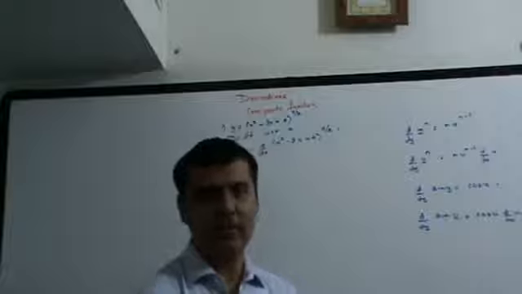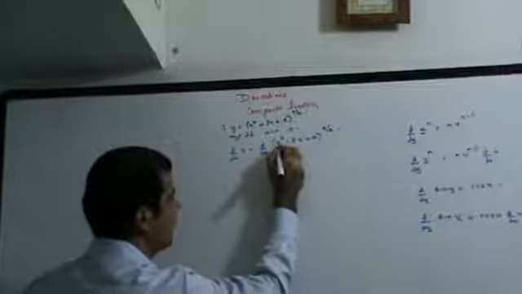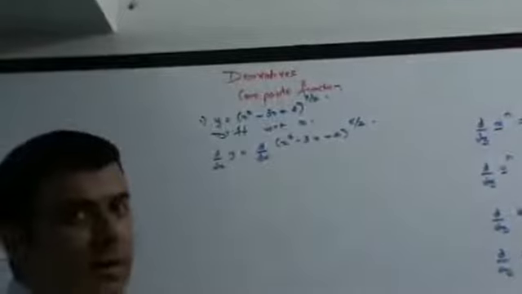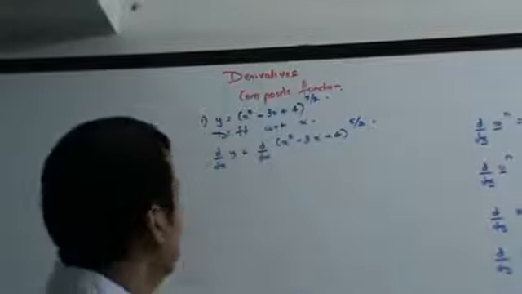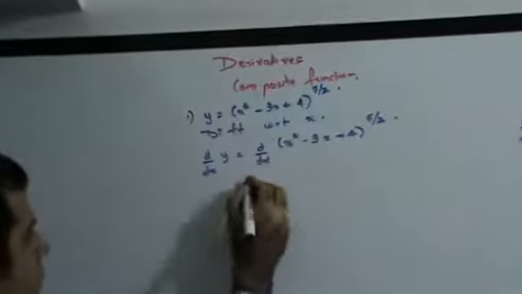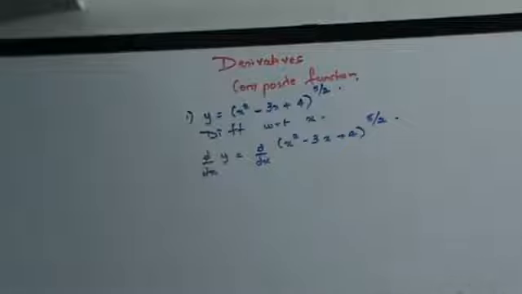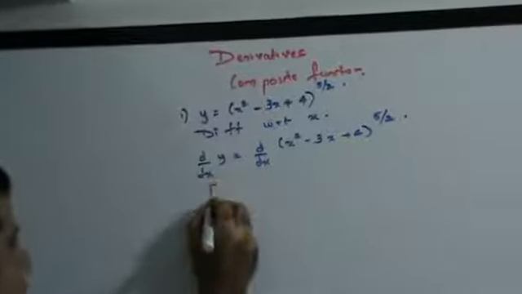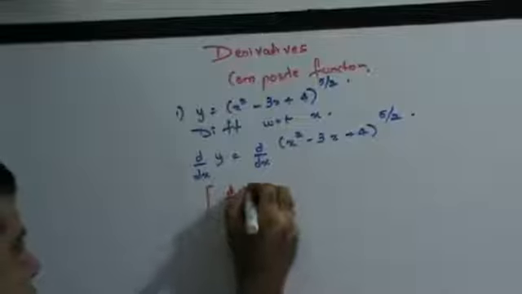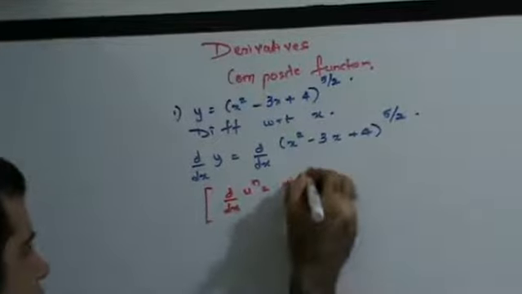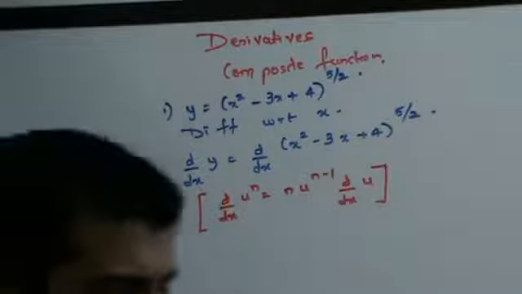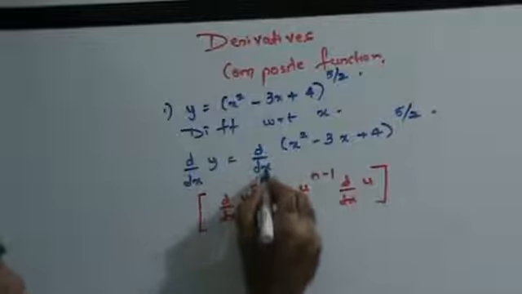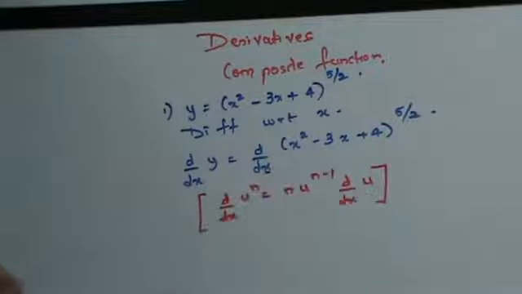Ideally, I should have used the formula d by dx of x raised to n. But look at this, I have only x here and I have a polynomial here. Whenever you have a polynomial, you will use u raised to n. So in this case, I'll just write the composite formula here. I'm going to be using d by dx of u raised to n is nu n minus 1 d by dx of u. Right? Why am I using composite formula? I'm using composite formula because here you have only x and here you have a polynomial.